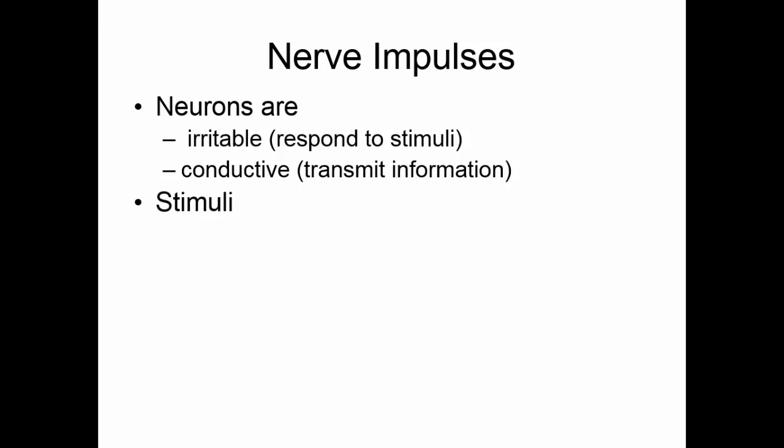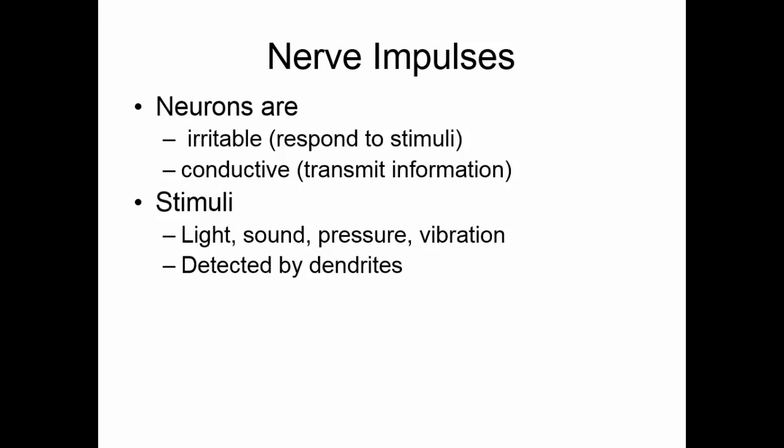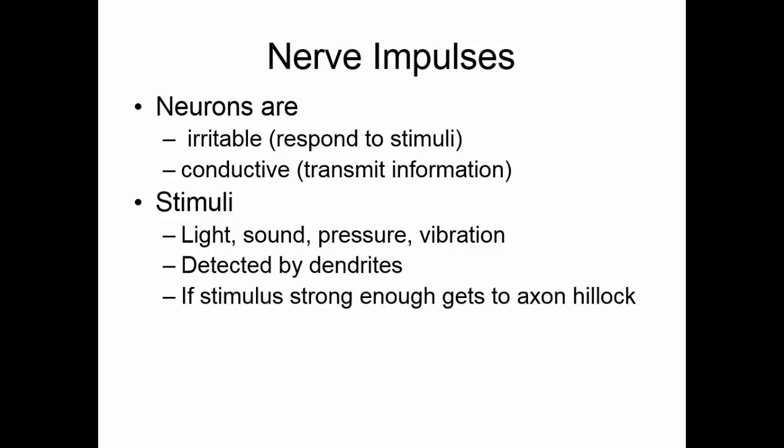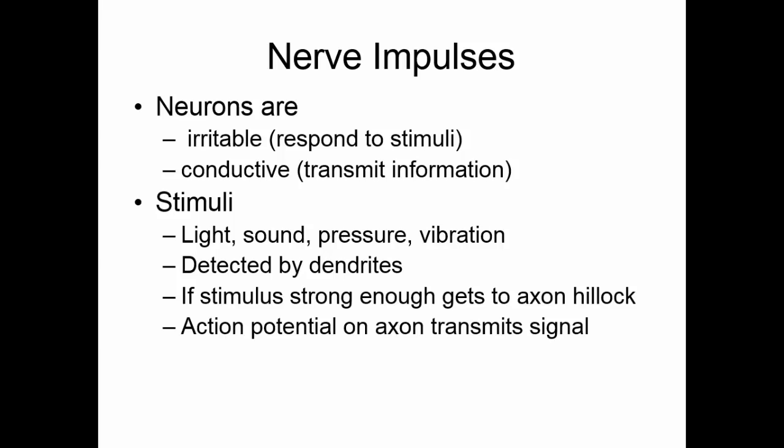A stimulus is any kind of disruption in the area. It could be light, sound, pressure, or vibration. This is detected by the dendrites. The dendrites may pick up this information themselves, or they may be closely associated with some sort of receptor that picks up this information. If the stimulus is strong enough, the message will get to the axon hillock. Now, if the message gets to the axon hillock, an action potential will develop on the axon.